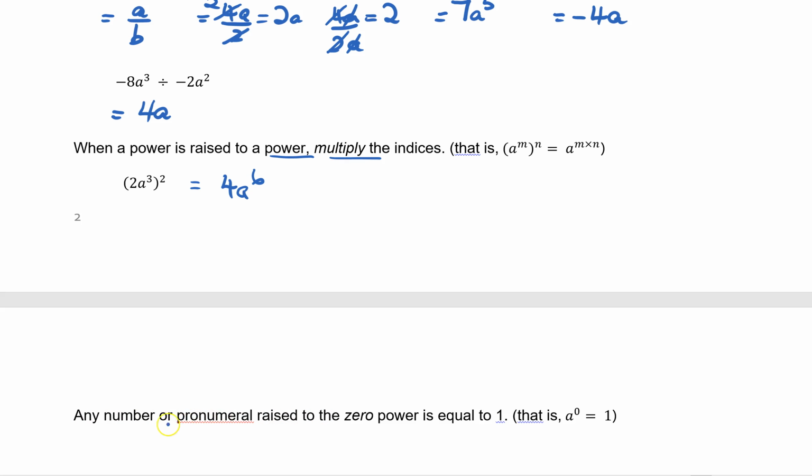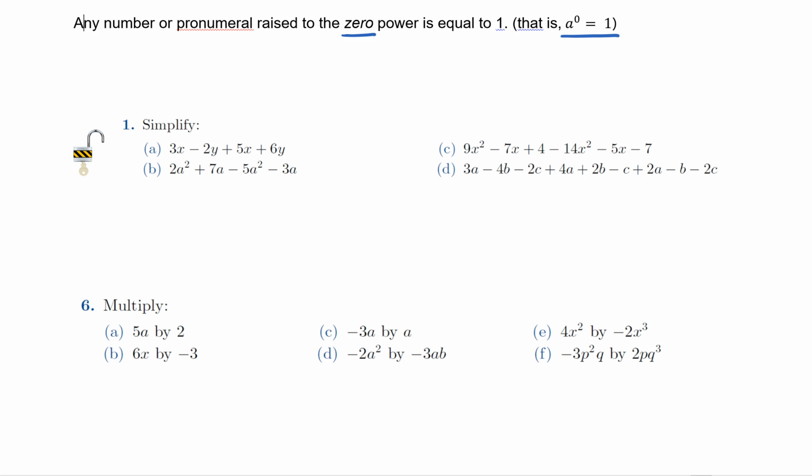Down here we have any number or pronumeral raised to the 0 power is equal to 1. We just have a few more examples here. I'm not going to run through all of them unless you're having problems, and then please talk to me about it. But simplifying here, because we're just adding and subtracting, that's the only operation in here, we know it's gathering like terms. So if we look at, for example, b, it has two sorts of terms in it, one's involving a squareds and one's involving a. So the a squareds are the only ones we can combine.